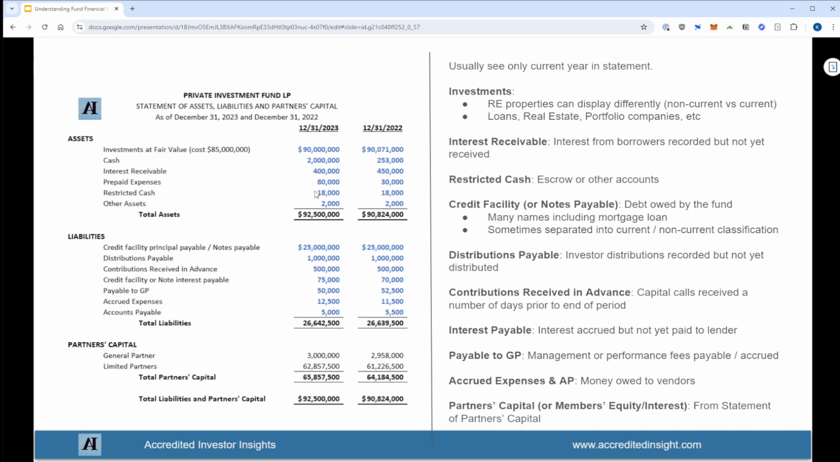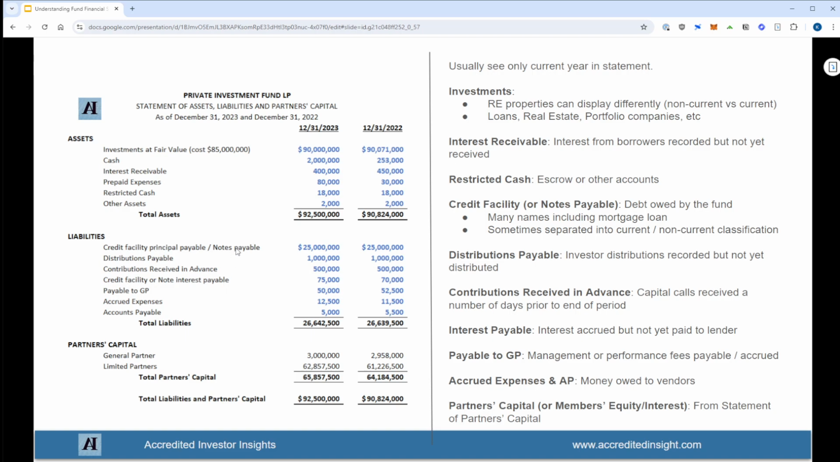The prepaid expenses are pretty easy, I think. Those are expenses like insurance that you may pay for up front, say in November before the end of the year, but it's just not used or expensed yet. Maybe it's premiums for the following year. And that's pretty much the asset section. Next, we'll move on to liabilities.